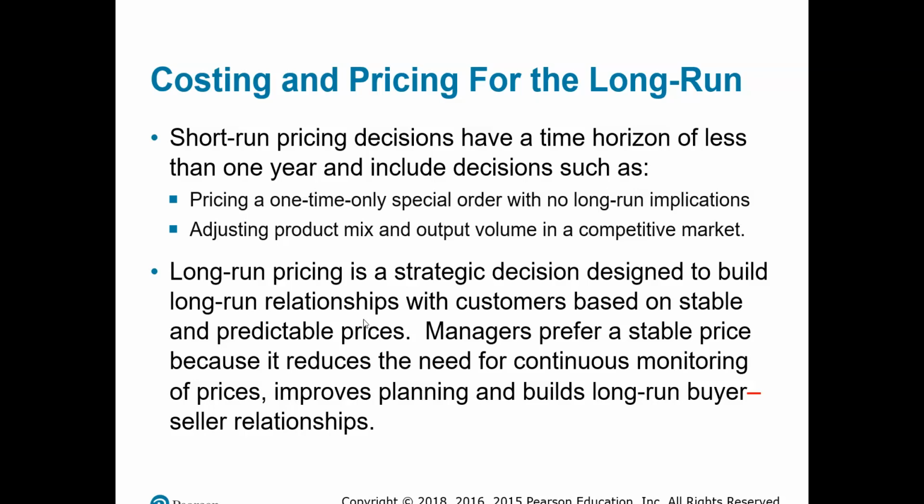And then there was adjusting product mix and output in a competitive market. We also had situations where we had a capacity constraint, and in the short term, we had to focus on which product gave us the highest contribution margin per unit of constraint. So things like that. Last chapter, we dealt with a lot of short-run pricing decisions. Some long-term, but a lot of short-run pricing decisions.